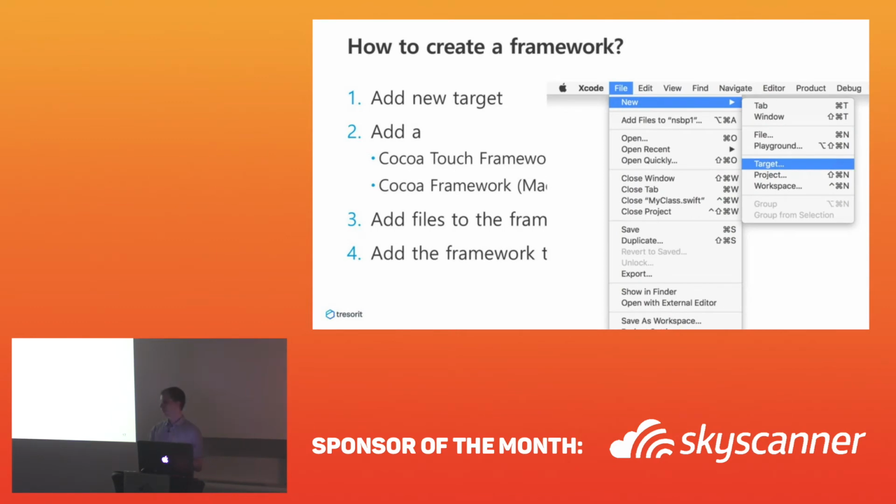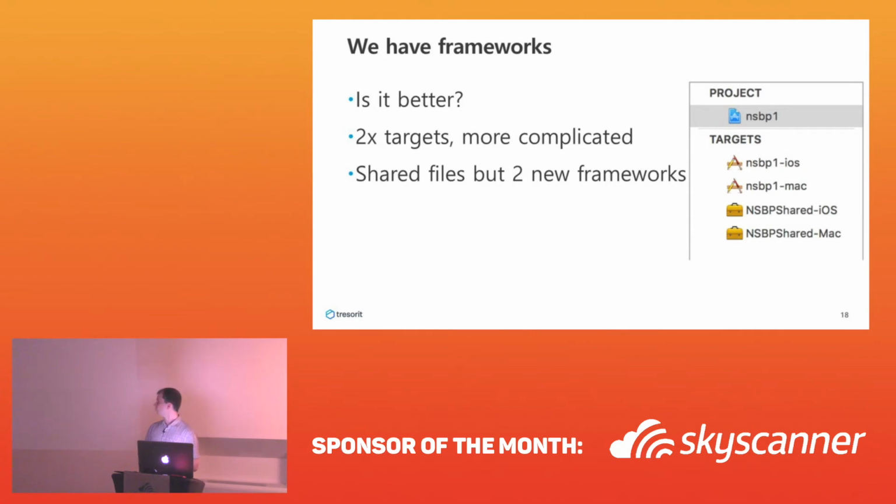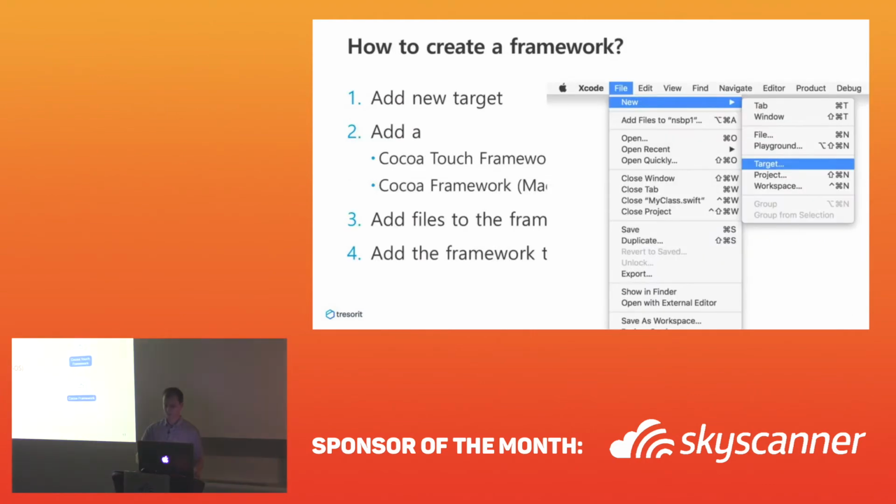So how do you create a framework? You add a new target. You already did this when you added your Mac and iOS targets. For iOS, you have to pick the Cocoa Touch framework, and for Mac, the Cocoa framework. Okay. And once you have the frameworks, you add your shared files to the frameworks, and finally you link your frameworks with your apps.